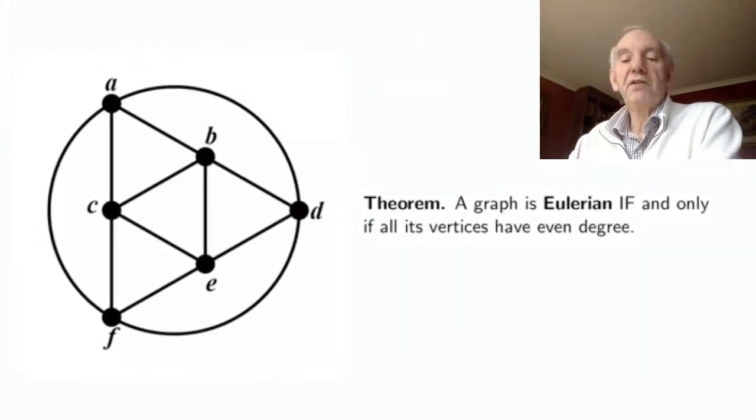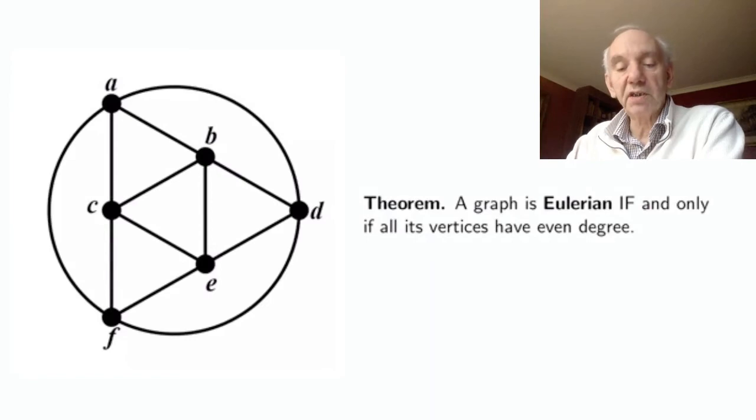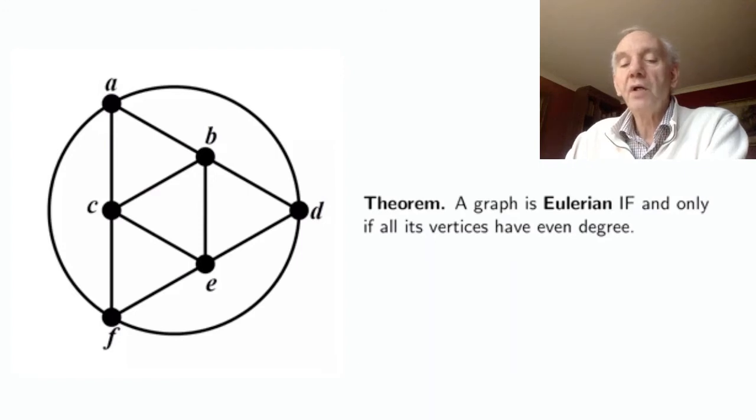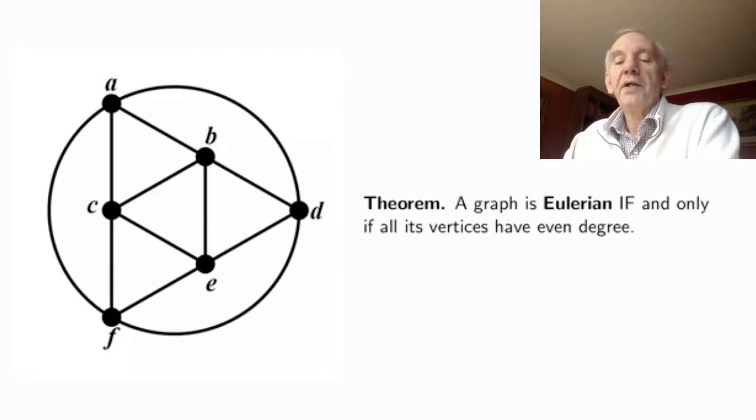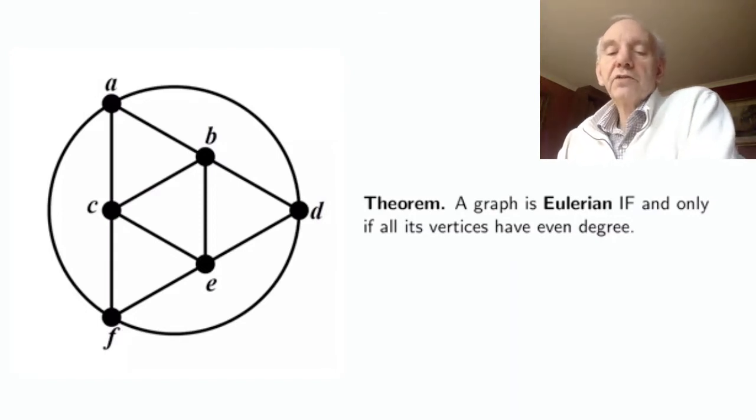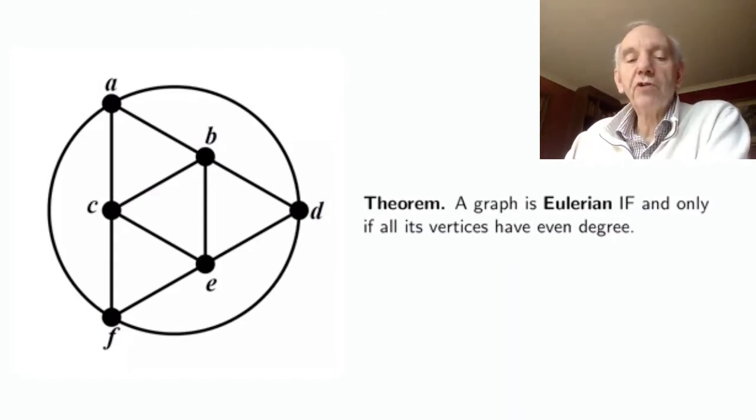Now, the interesting thing is that the necessary condition of having even degrees is also sufficient. This is essentially Euler's theorem: a graph is Eulerian, there is a closed trail, if all the vertices have even degree. Okay, and it's not too hard to understand why that's true.